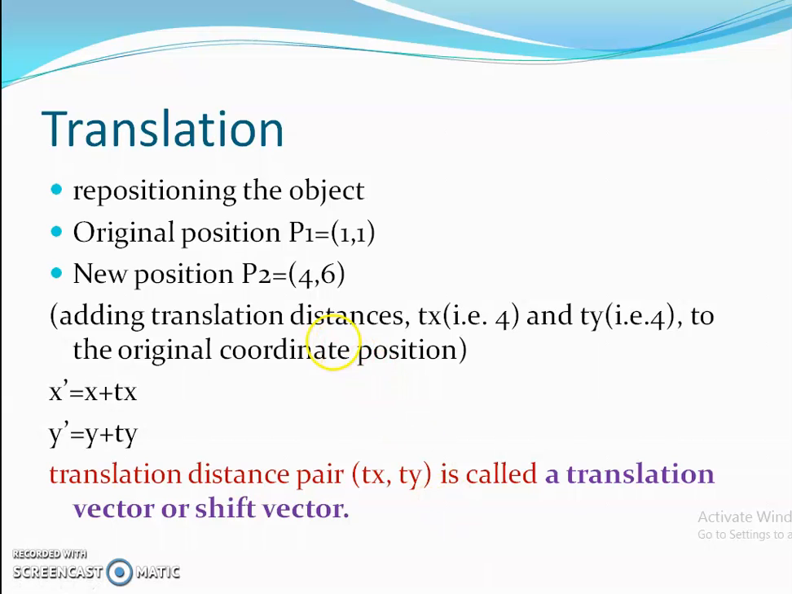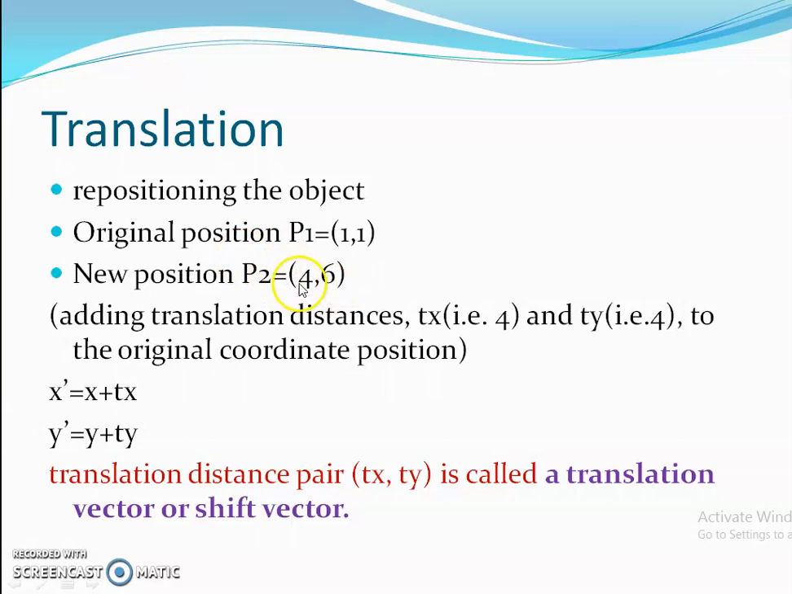First let's see translation. Translation is related to repositioning the object. Translation is used to reposition the object. For example, our object is at the original position, which we can call P1, with pixel point 1, 1. Here I gave an example. So P1 is at the location 1, 1, and I want to move that object to the new position 4, 6.